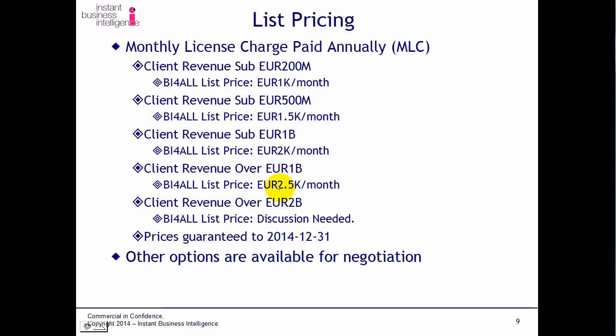Over 1 billion euros, 2,500 euros per month. And over 2 billion euros, like if you're a mega company, then we need to sit down and talk. So these are the standard prices. So a small company, even a 500 million euro company, 1,500 euros per month is a rounding error.